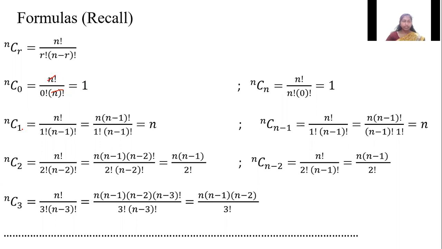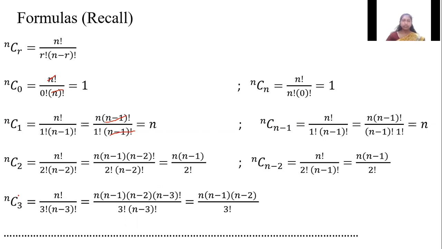And now let us check with the second term and the second last term. It is nC1 and nCn minus 1. And we can see that according to the formula, it is n factorial by 1 factorial into n minus 1 factorial. And n factorial, you can write it as n into n minus 1 factorial, so that we can cancel n minus 1 factorial, and what remains is n. So the value for nC1 as well as nCn minus 1 is equal to n.